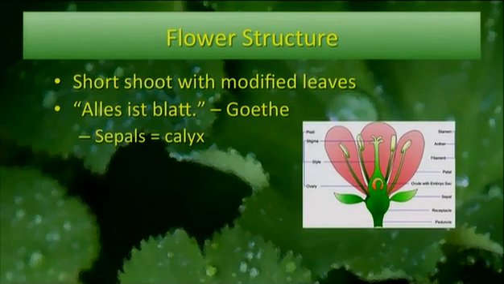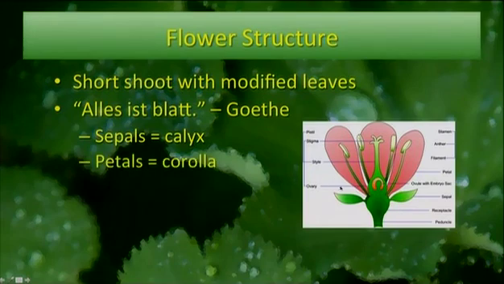So the outermost parts of the flower are oftentimes the most leaf-like parts. They can be green, they can be other colors as well, but sometimes they're green. And all the sepals, which is what they're called, all together are called the calyx. The calyx functions in protecting the rest of the flower when the flower is in its bud form. That's the function of the sepals and the calyx: protection.